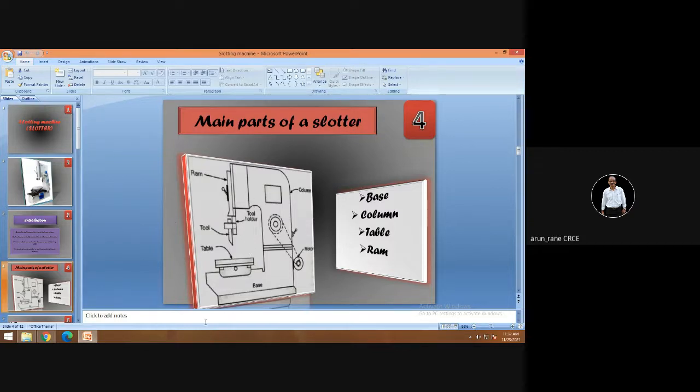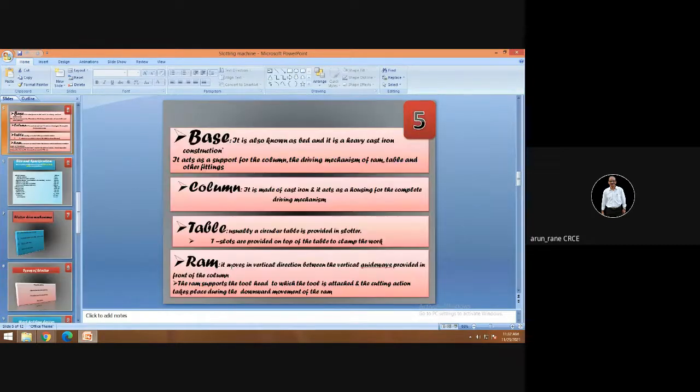This is a simple diagram. This is the RAM, this is the column, then you have a motor here, and from the motor the drive is transmitted to the RAM, and then this is a rotary table. Whatever quick return mechanisms we have seen in shaping machines, the same are applicable in slotters also. So these are the different parts of a slotting machine. You have a base, then column, table and RAM.